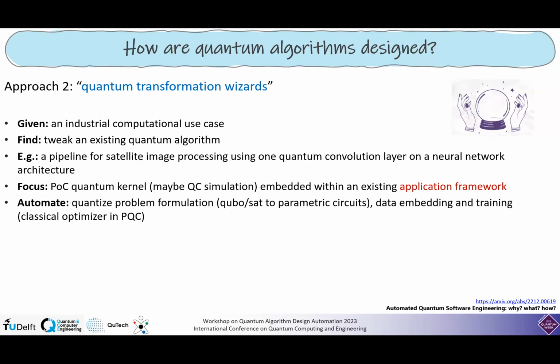We can automate the problem formulation. So we can start out with something classical, like QUBOs and stacks, and try to translate it to parametric circuits. And we can also look at different ways of data encoding.